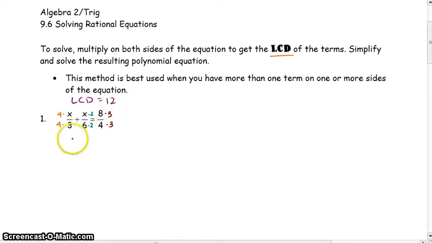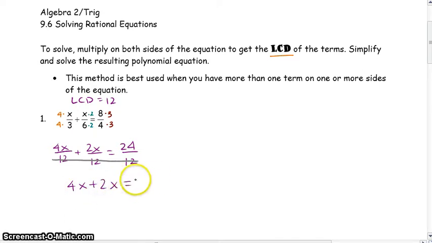Okay, so when we simplify this, we end up getting 4x over 12 plus 2x over 12 equal to 24 over 12. Looking at this, since we have the same denominator for each, we can just eliminate those and ignore the 12s underneath and just focus on our numerators. So that would give us 4x plus 2x equal to 24. Combine our like terms, so we have 6x equals 24. And divide both sides by 6, so we get x as 4.